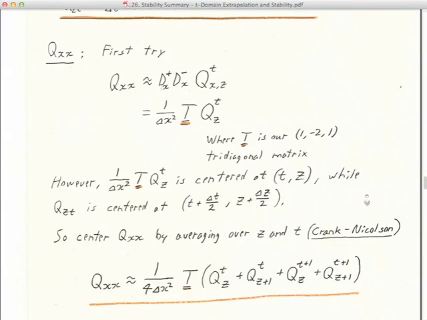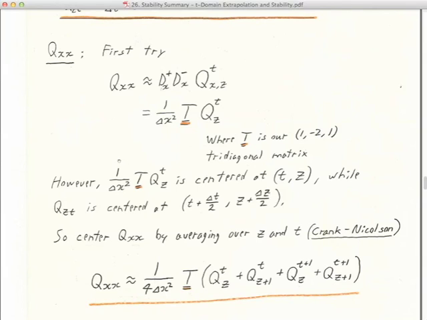Now for the d squared q dx squared, we're going to approximate that, again recognizing q is a vector in x, by applying the dx minus and then the dx plus, but we already know that's just 1 over delta x squared times the tri-diagonal matrix applied to the vector in x of q at t and z. Just to remind you, T is our tri-diagonal matrix with side diagonals of 1 and a main diagonal of minus 2.